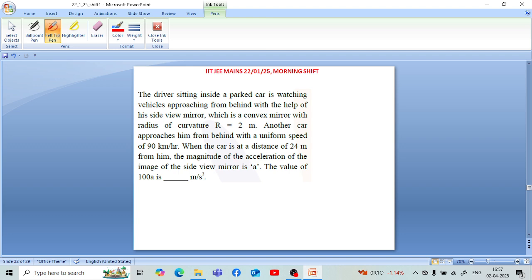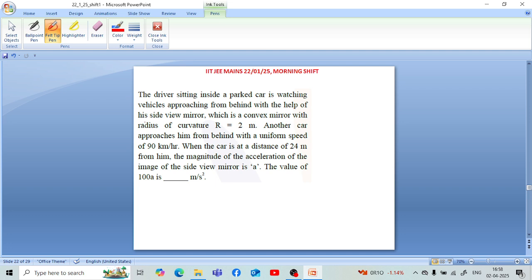When the car is at a distance of 24 meters from him, the magnitude of the acceleration of the image of the side view mirror is a. The value of 100a is? So, this is a problem based on ray optics and some basic use of calculus.